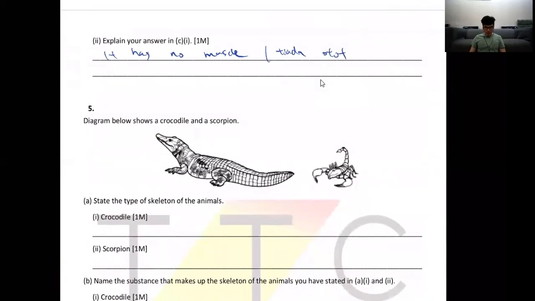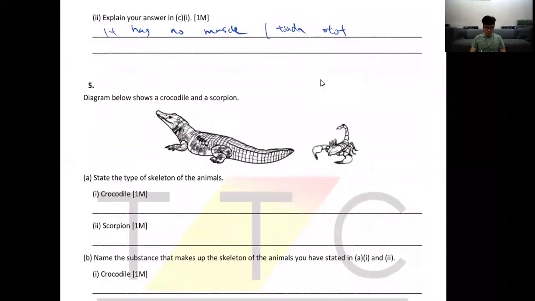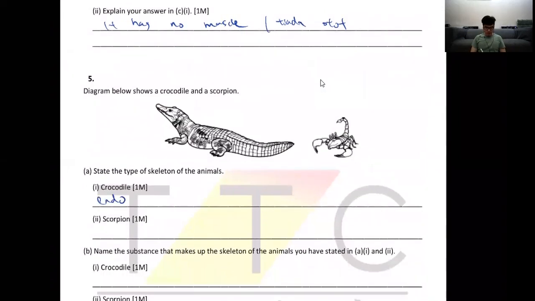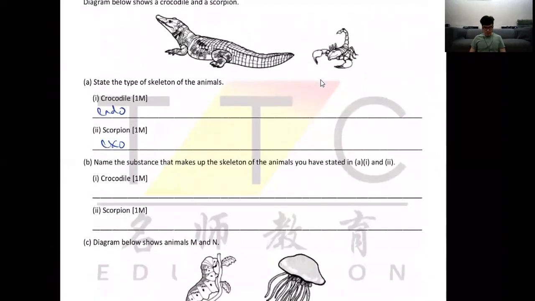Okay, so number 5, this is a crocodile and a scorpion. Obviously, the crocodile has an endoskeleton. Scorpion is exo. Rangka dalam, rangka luar. Name the substance that makes up the skeleton. So endoskeleton is bone. What is bone made of? Bone is made of calcium and phosphorus. How about the scorpion? Scorpion's is made from chitin.